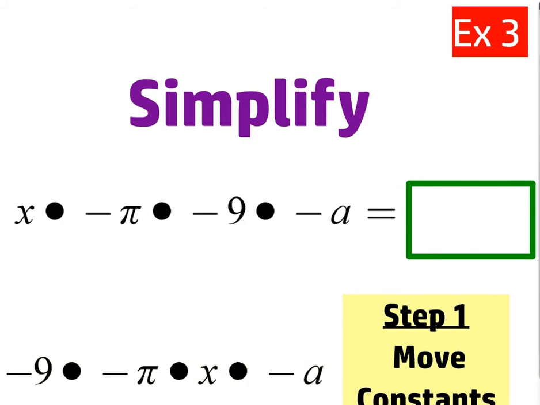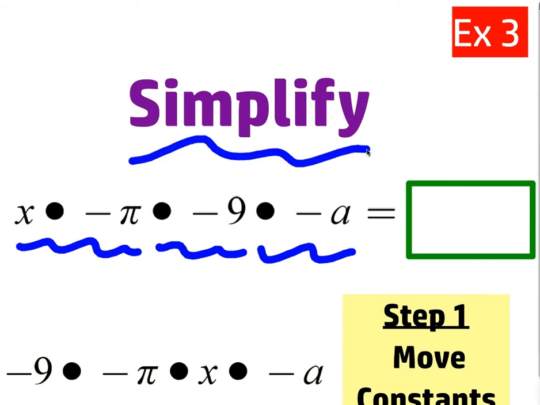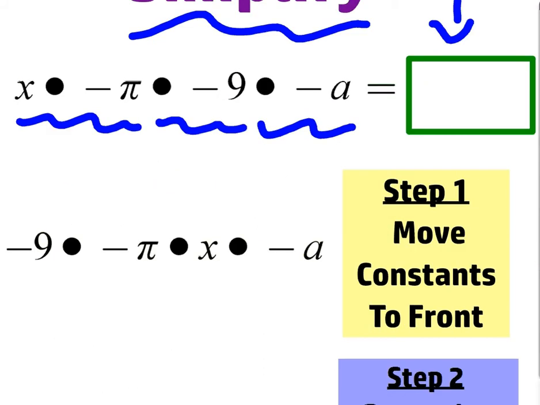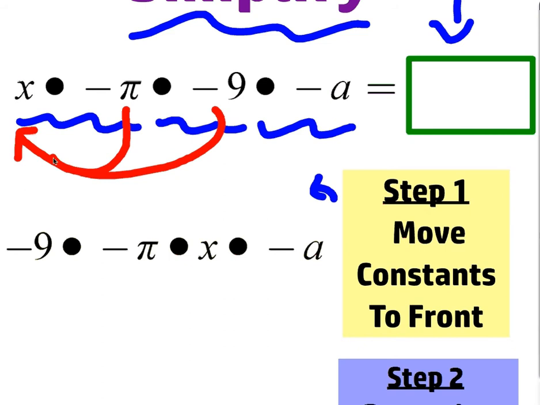Okay, let's read this one together. X times negative pi times negative 9 times negative a gives you what? And again, this is simplifying. So what goes in this box when we simplify it? Let's go ahead and follow these steps again together. We're going to move the constants out front. So we have a negative 9 that needs to go out front, and we also have to put the negative pi out front.